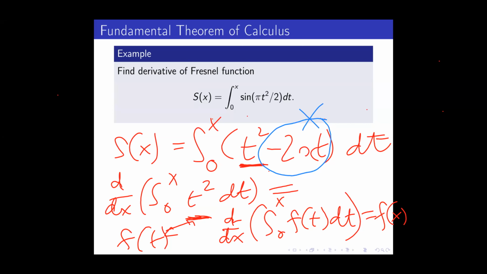So let's first work out this case, which is t squared here. Then f(t) is t squared. So f(x) is x squared, right? So you apply the formula down here, then the derivative is x squared. Is this clear? Any questions?